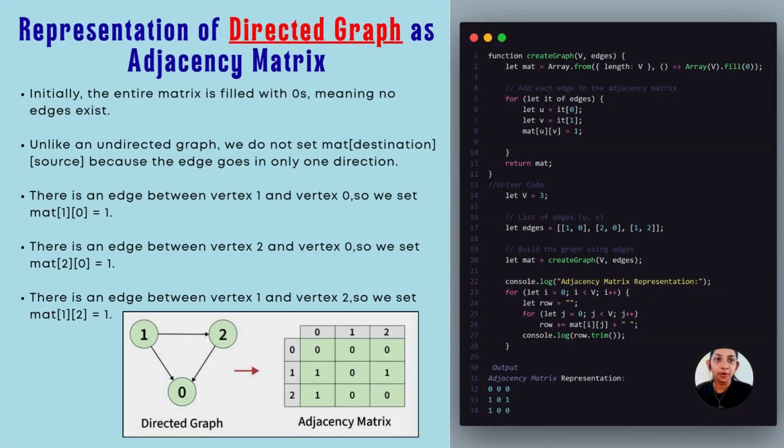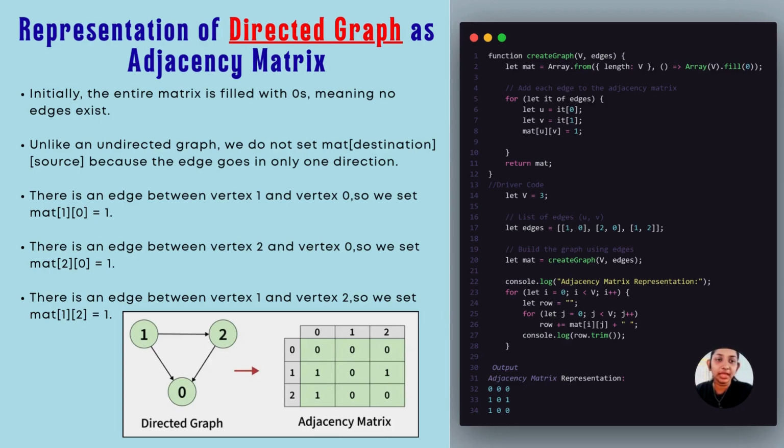Going to see how a directed graph is represented using an adjacency matrix. First step is to start with an empty matrix. Initially, the entire matrix is filled with zeros, which means no edges exist yet. Second step, add edges. Like an undirected graph, in a directed graph, edges have a direction. We do not set the reverse edges because the connection goes only one way.